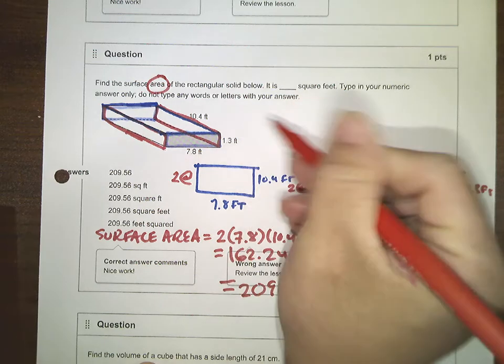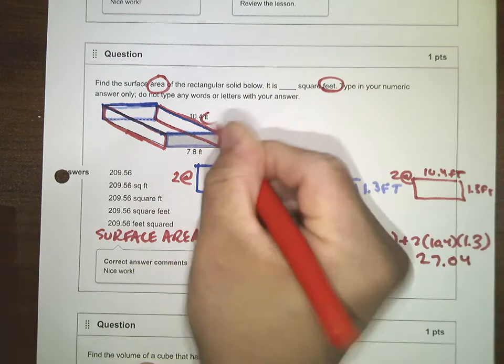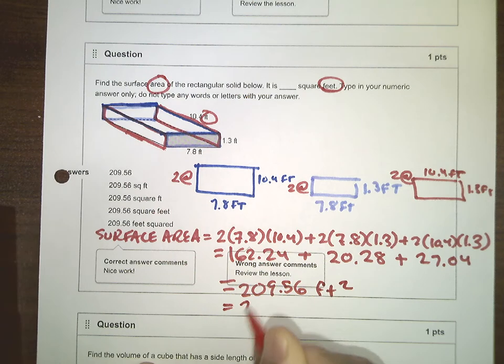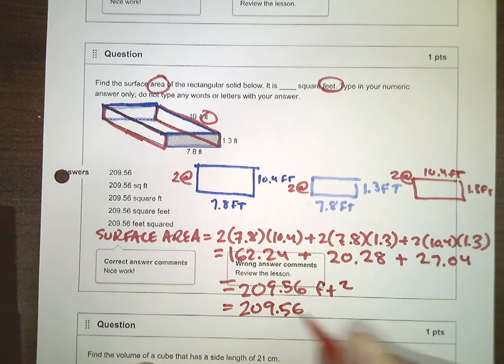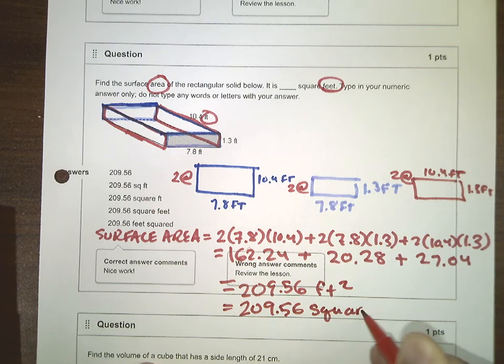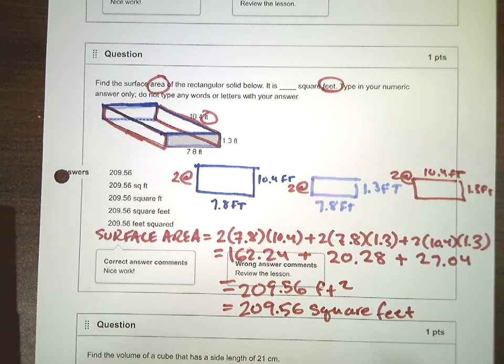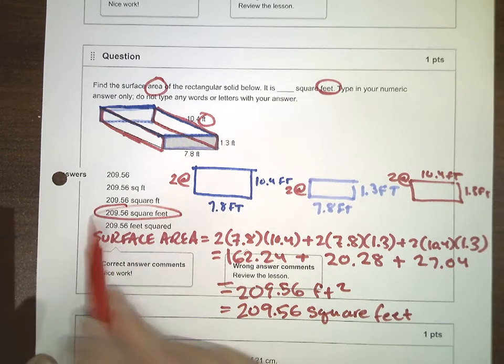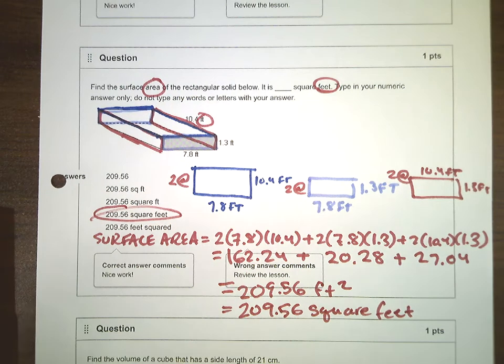And remember, I'm talking about area here and not volume. So the original units were feet. FT is feet, so that will be in feet squared, or 209.56 square feet. So there is the surface area right there.